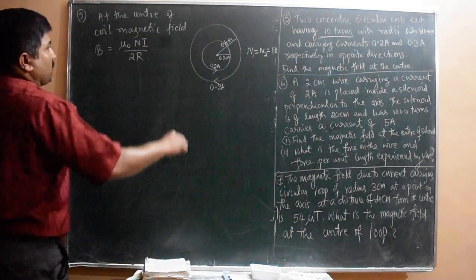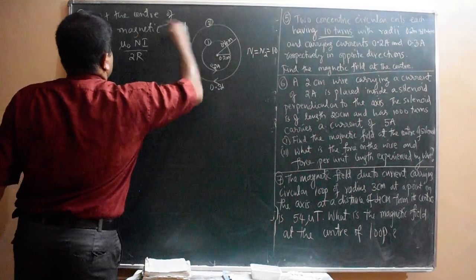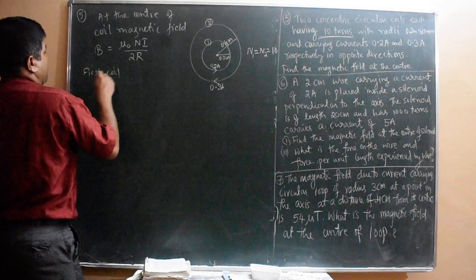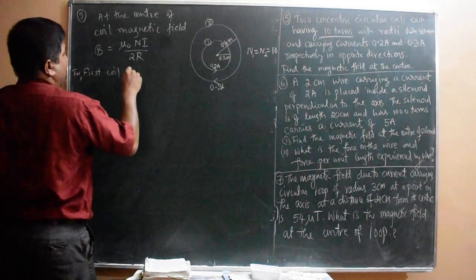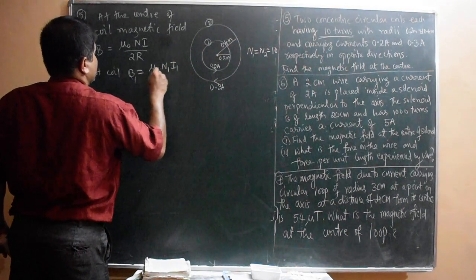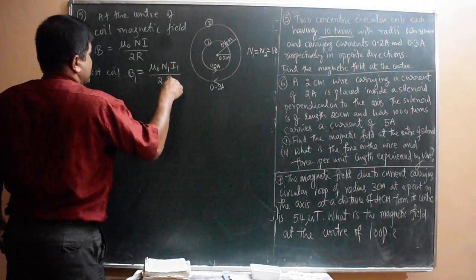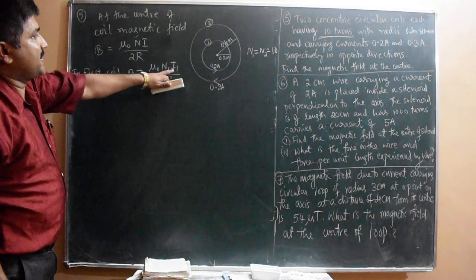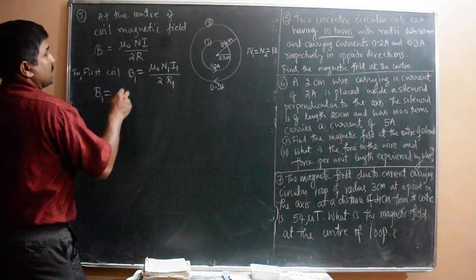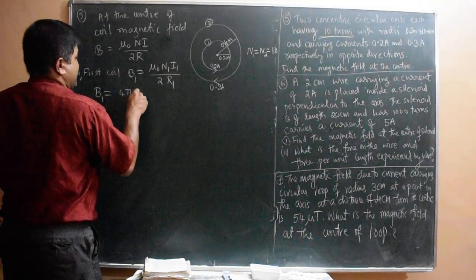So for the first coil, I take this as coil 1 and this is coil 2. First coil, magnetic field at the center. For the first coil, what is the magnetic field? B1 equals mu naught N1 I1 divided by 2R1. So N1 is the number of turns, and R1 the radius. Now substitute all the values. B1 equals mu naught, 4 pi into 10 power minus 7.